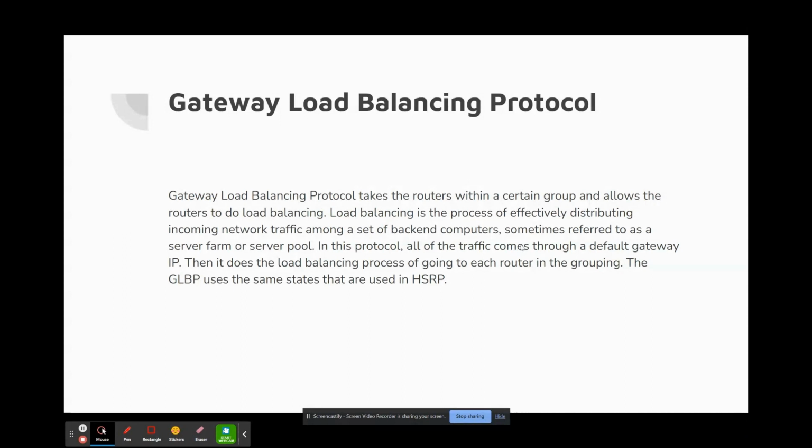In this protocol, all of the traffic comes through a default gateway IP. Then it does the load balancing process of going to each router in the grouping. The GLBP uses the same states as HSRP.